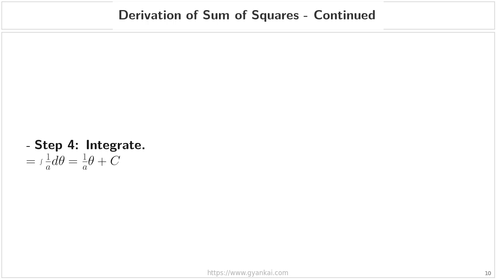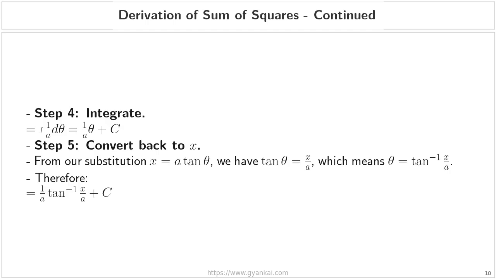So, the integral of 1 over a d theta is equal to 1 over a times theta, plus our constant of integration. So we have integral equals 1 over a theta plus c. Now, this is great, but our original integral was in terms of x, not theta. Therefore, we need to express our answer back in terms of x. That brings us to step 5.